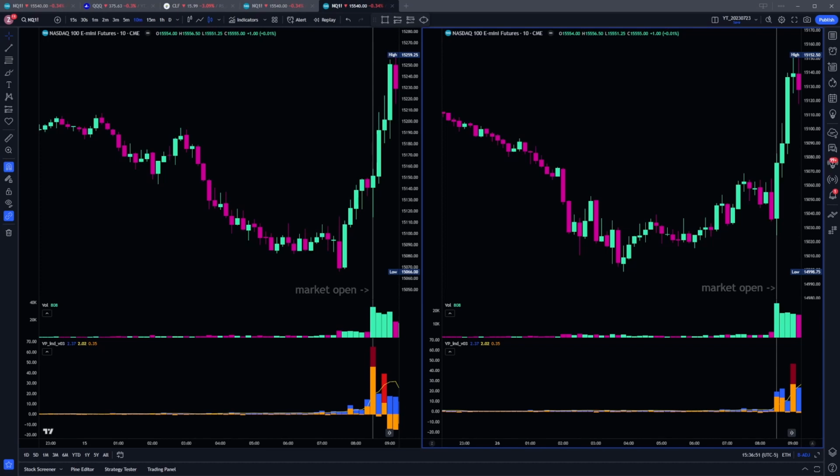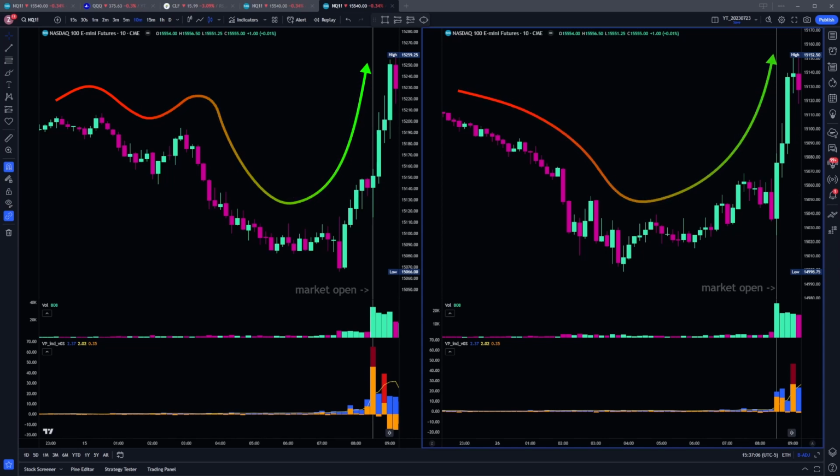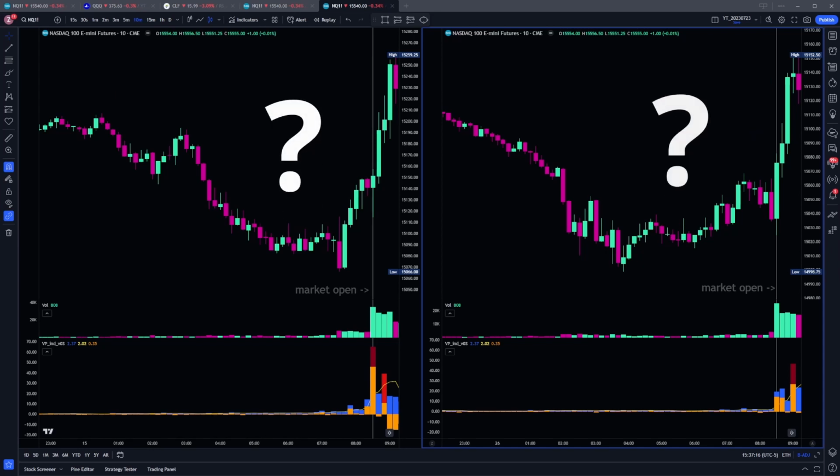Hi guys, here I'm showing two different days from the Nasdaq futures on these 10-minute charts. As you can see, they both have the same trends right before the open. They go down first, and when we get closer to the open, they shoot up. Now, what if I told you that on one day the market will continue to climb for more than 200 points, while on the other day the market reverses for more than 200 points? Can you guess which one is which?